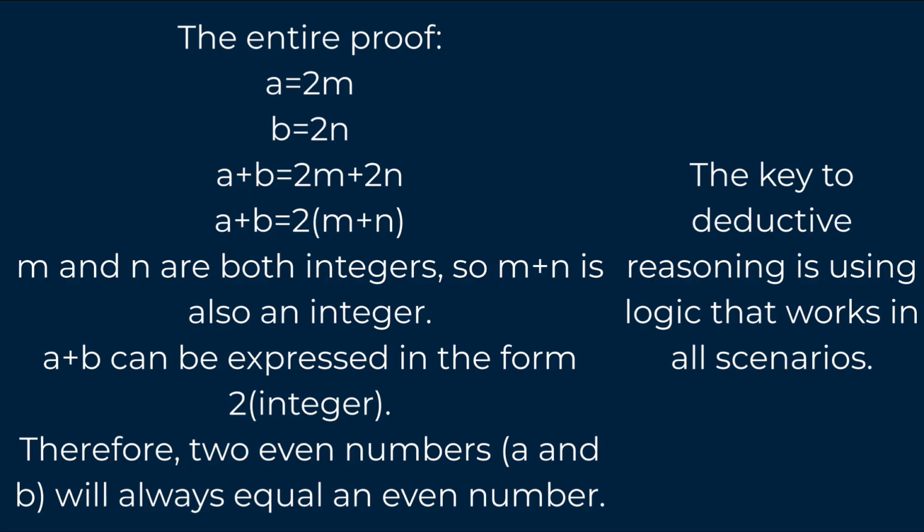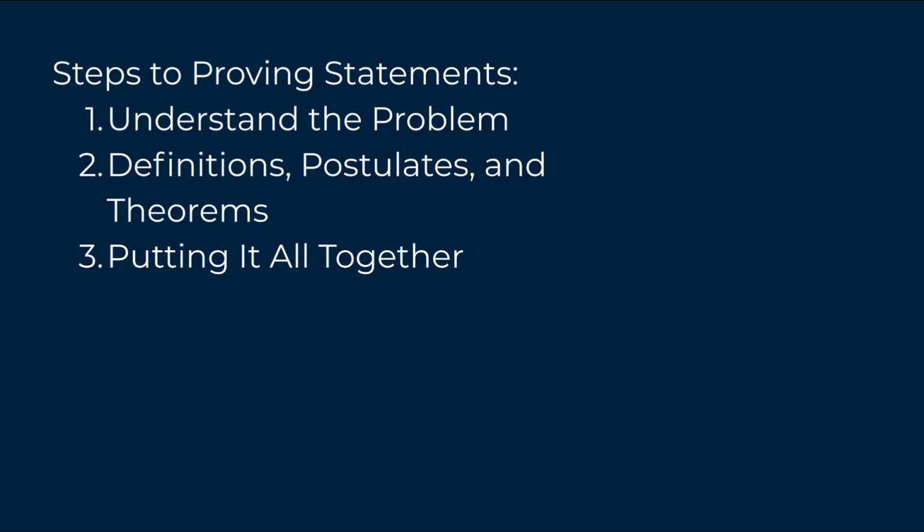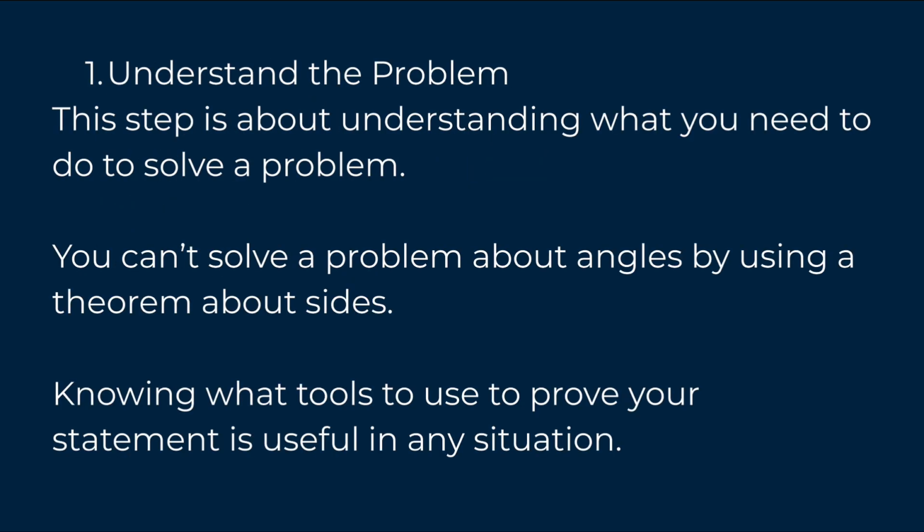So, here are the general steps to proving statements. You gotta understand the problem. You gotta get the definitions, postulates, and theorems that you need, and then you gotta put it all together. Alright, step 1. Understanding the problem. You can't solve a problem about angles by using a theorem about size. You gotta use the correct tools. You gotta use the correct statements. You gotta use the correct definitions. You gotta understand what you're doing and how to do it.